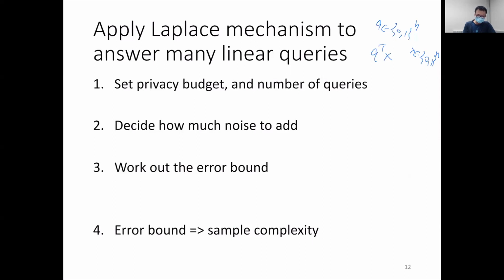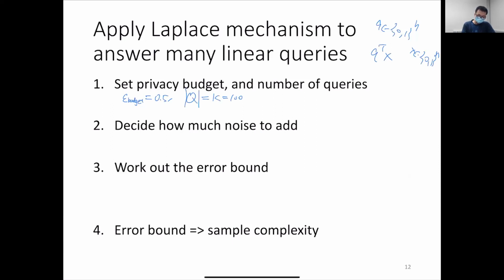So we start with a fixed privacy budget. You have an epsilon budget. Let's say that epsilon is equal to, say, 0.5. And then we also know the number of queries that we're supposed to answer. Let's say that the cardinality of everything in this query space is k. Let's say k is equal to 100.